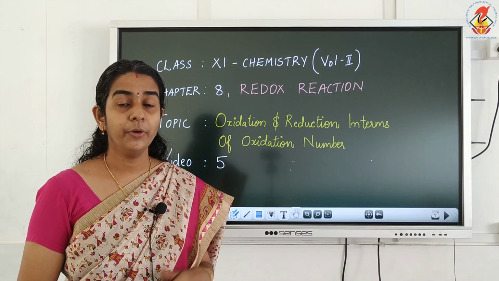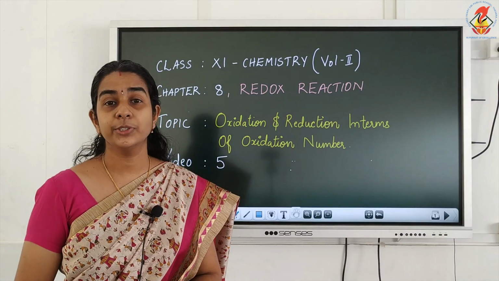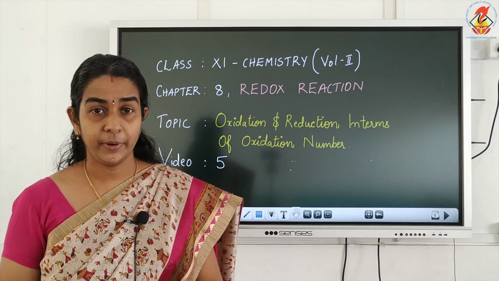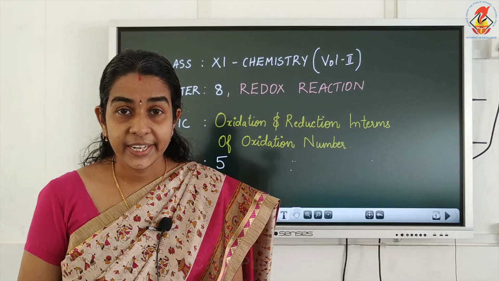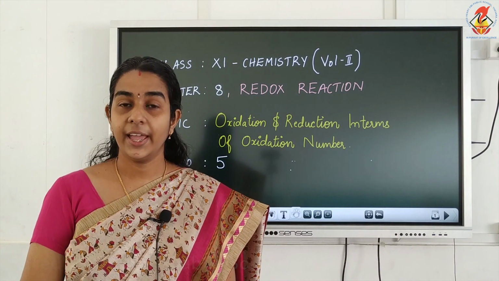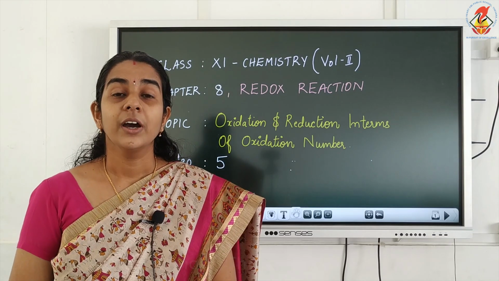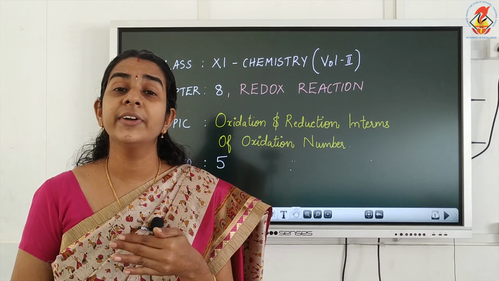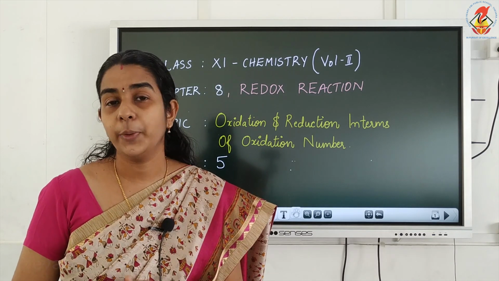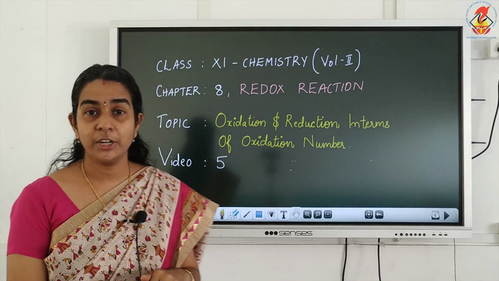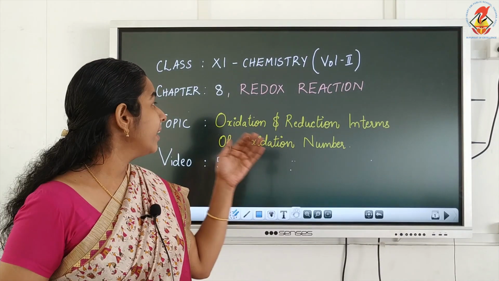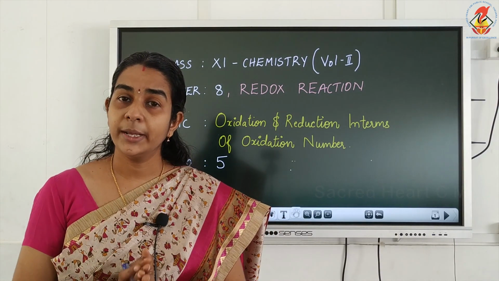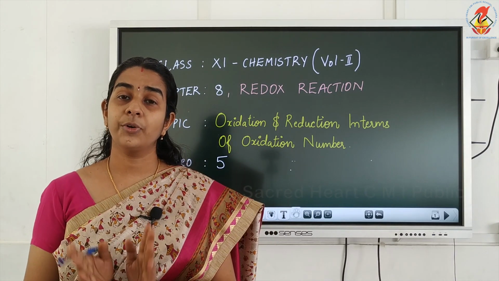Today we are going to study oxidation and reduction in terms of oxidation number. In the previous videos we have already studied what is meant by oxidation and reduction reactions, and also how to assign the oxidation number of an atom or an element in a given equation. We know oxidation is the losing of electrons, and reduction is the gaining of electrons.